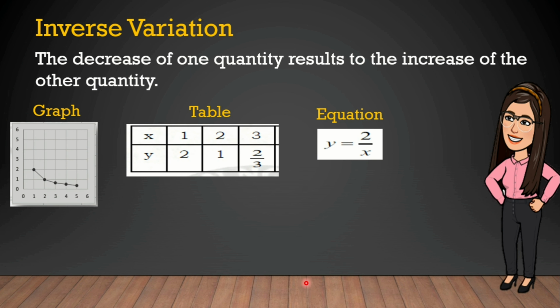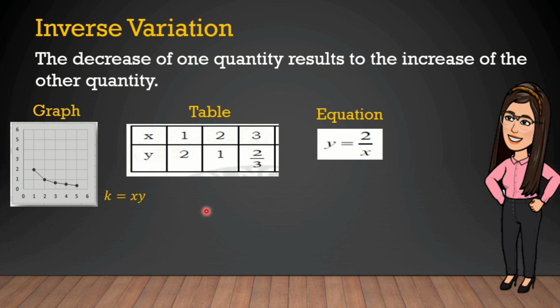So, paano malalaman kung ang graph, table of values, at equation ay nagpapakita ng inverse variation? Kung titingnan natin dito sa table of values ng inverse variation, habang tumataas ang value ng x, bumababa naman ang values ng y with a constant of variation. Paano naman malalaman ang constant of variation ng inverse variation? So, ito ang formula naman niya. K is equals to xy. Or, kukunin lang natin yung product ng x at saka y.